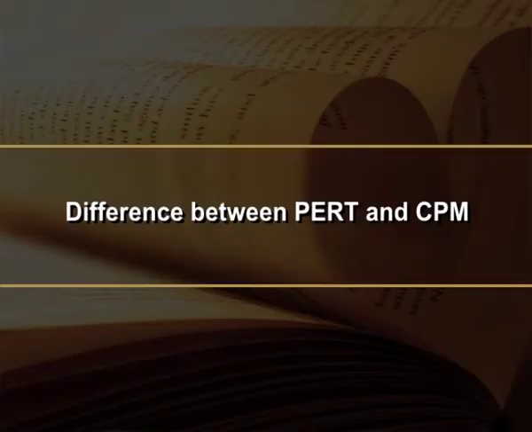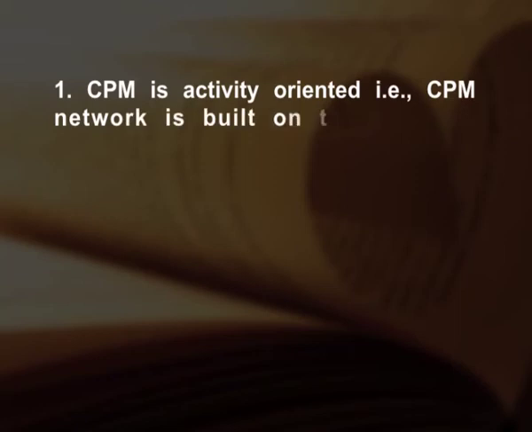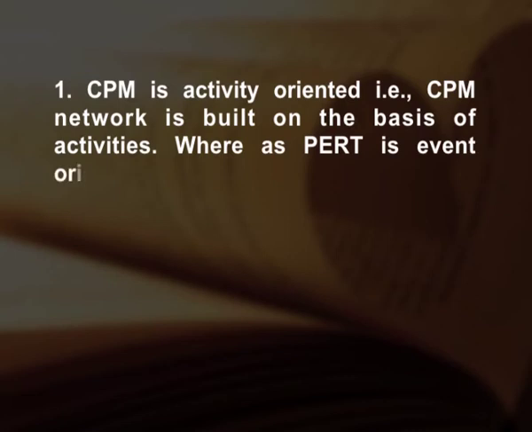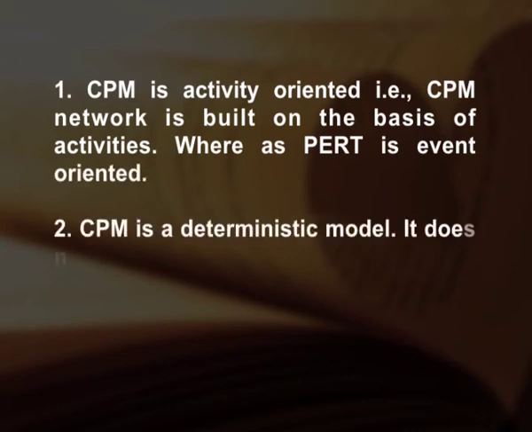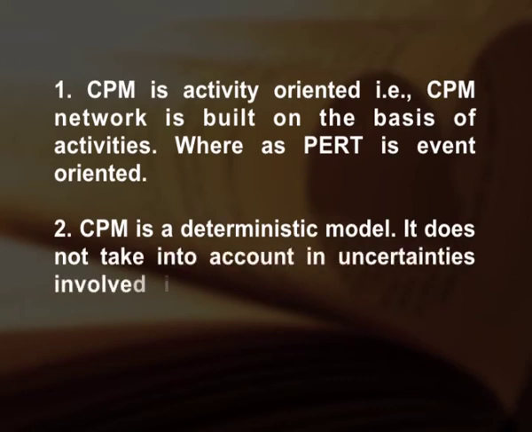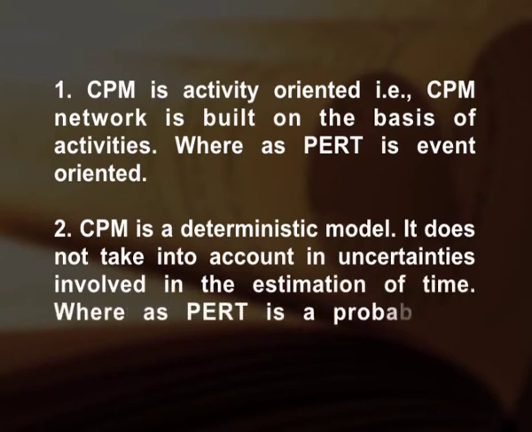Difference between PERT and CPM. First one, CPM is activity oriented, that is, the CPM network is built on the basis of activities, whereas PERT is event oriented. Second one, CPM is a deterministic model. It does not take into account the uncertainties involved in the estimation of time, whereas PERT is a probabilistic model.